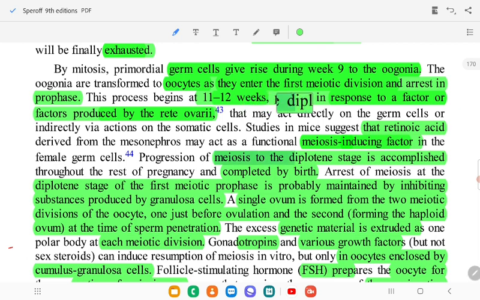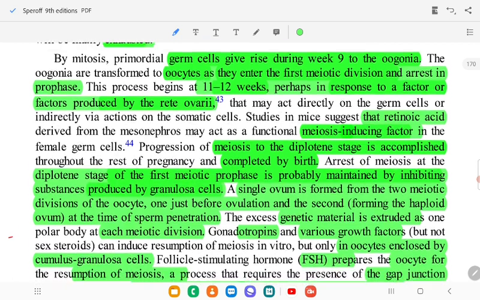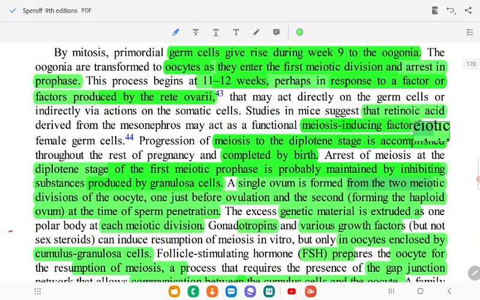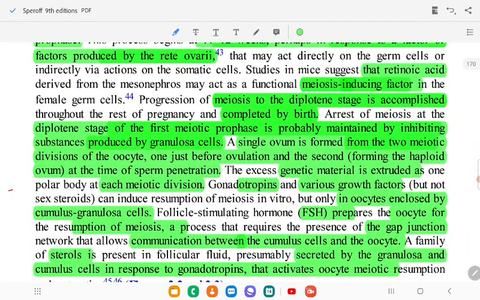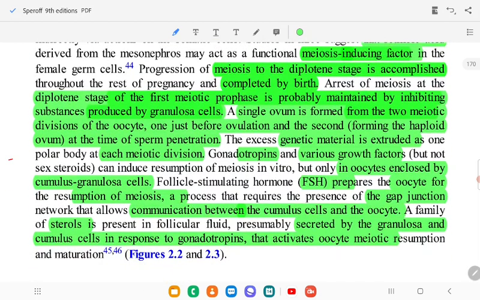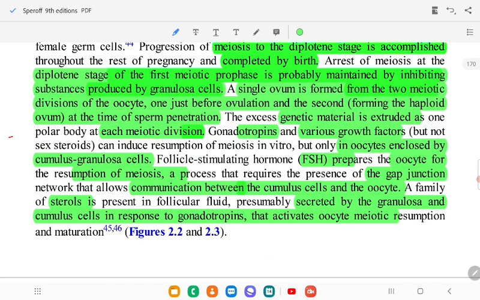The progression of the meiosis to the diploid stage is accomplished throughout the rest of the pregnancy, completed by the birth. The arrest of the meiosis at the diplotene stage of the prophase is probably maintained by a meiosis-inhibiting substance produced by the granulosa cells. A single ovum is formed from the two meiotic divisions: the first just before the ovulation, and the second forming the haploid ovum at the time of sperm penetration. So the first meiotic division is before the ovulation, and the second is completed after the sperm penetration, after the fertilization. The excess of genetic material is extruded with a polar body at each meiotic division, so the rest of the 23 chromosomes go to the polar body. Gonadotropin, whereas growth factor, but not sex steroid. Remember this, not sex steroid.